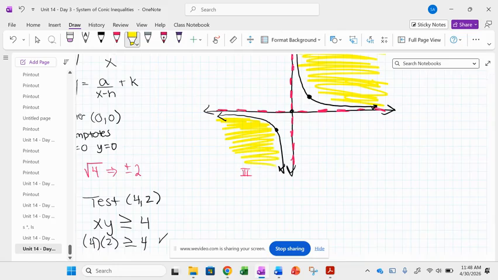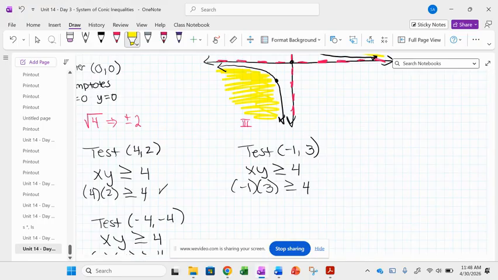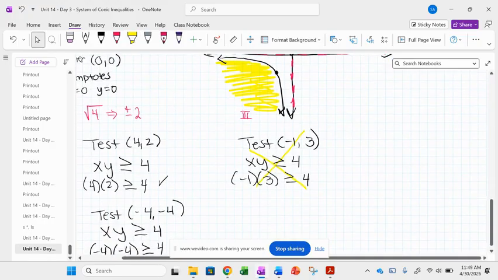Just to prove even more, I'm going to pick a point that's not in the graph. I'm going to pick the point -1, 3, just to show you. And so this is going to be xy is greater than or equal to 4. -1 times 3, is that greater than or equal to 4? No. So see, that doesn't work. All right, are we ready to now do a system between conics?